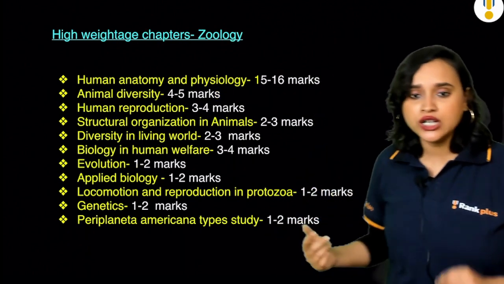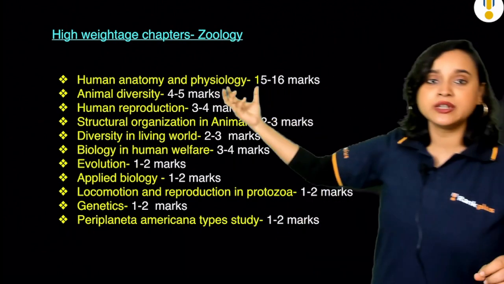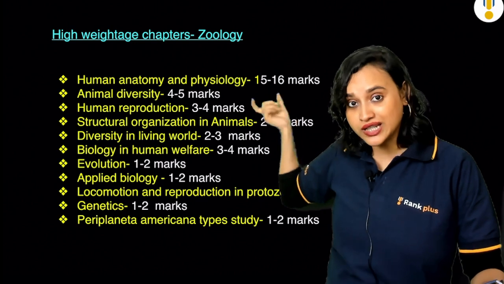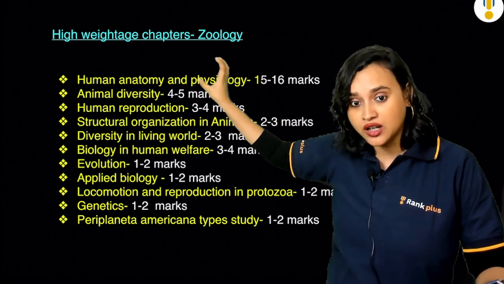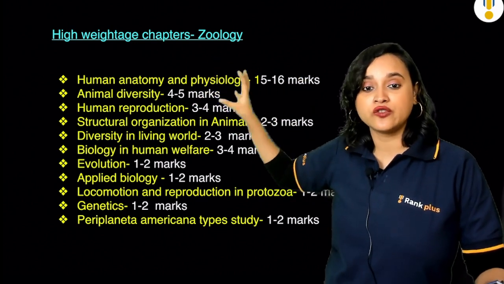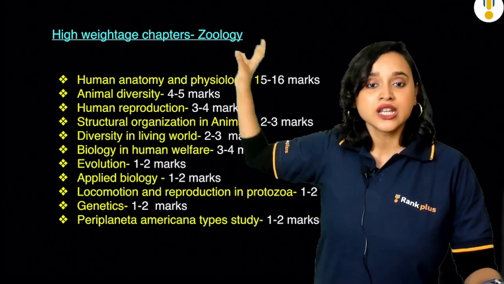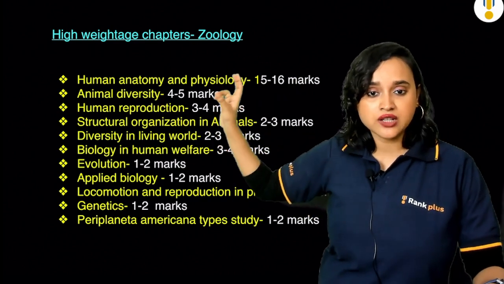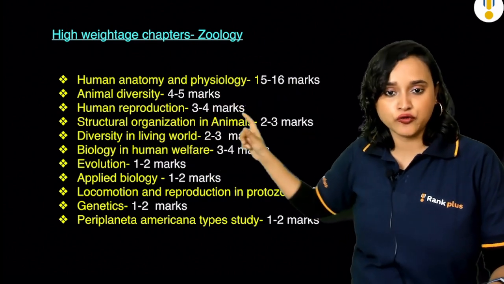Moving on to zoology. In zoology, human anatomy and physiology will get you 15 to 16 marks. So if you study just this chapter, you are pretty much sorted with 50% of the zoology paper. Animal diversity 4 to 6 marks, 4 to 5 marks. Human reproduction 3 to 4 marks.